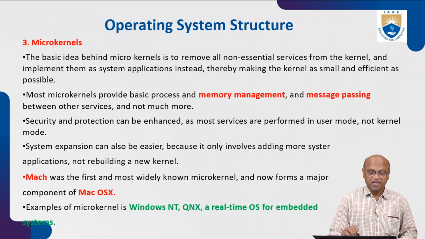Mach was the first and most widely known microkernel, and now forms a major component of Mac OS. Examples of microkernels are Windows NT and QNX, a real-time OS for embedded systems. So this is a microkernel OS, and from the microkernel OS, Mac OS has come.